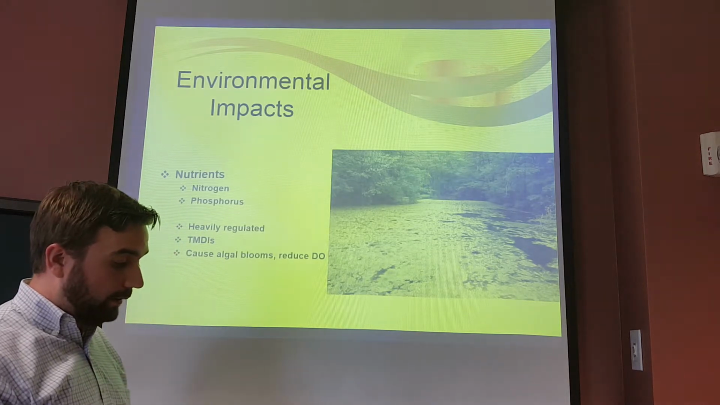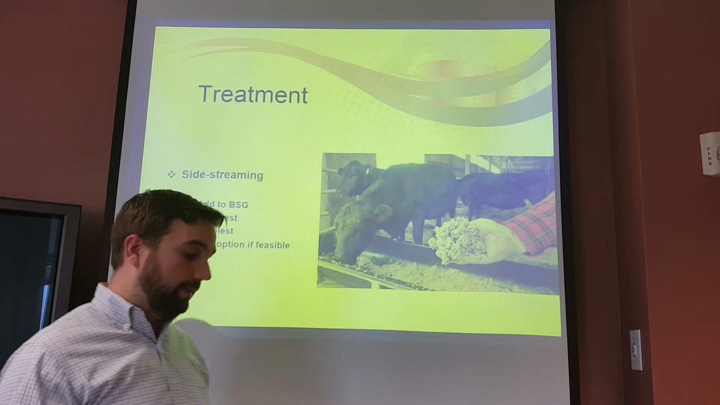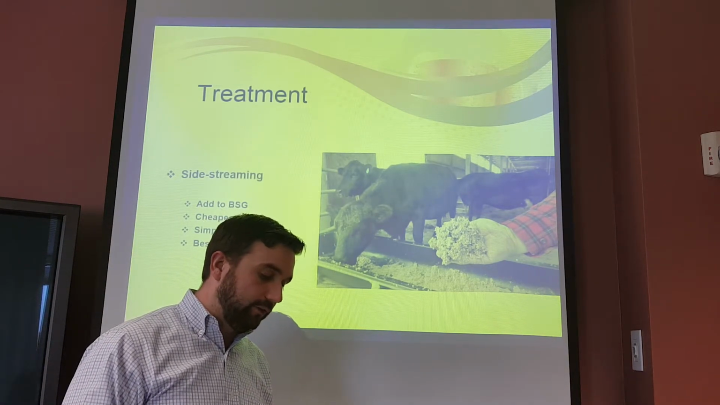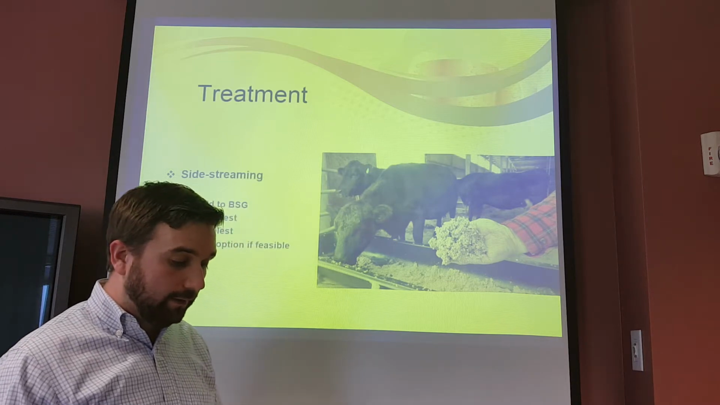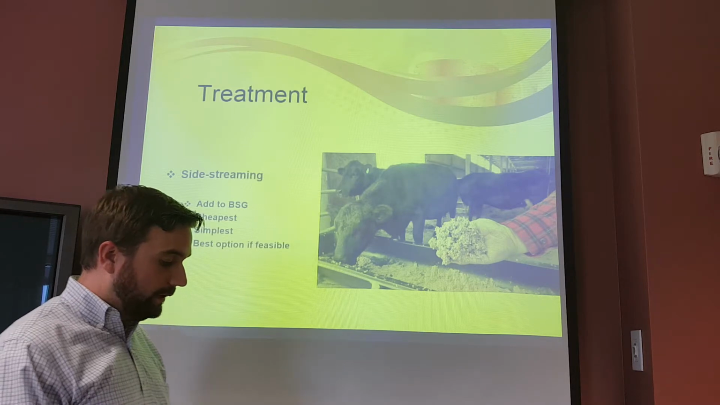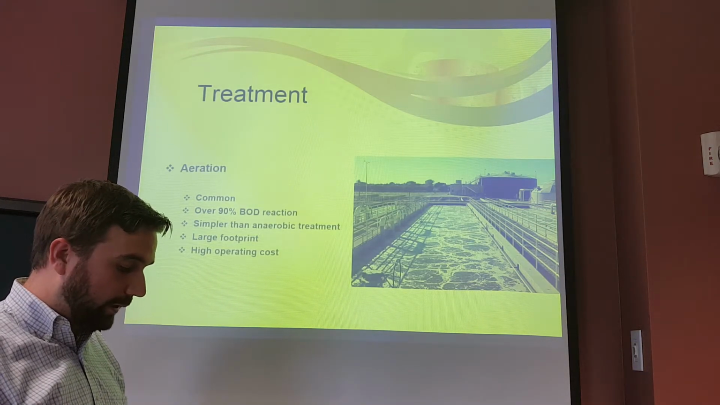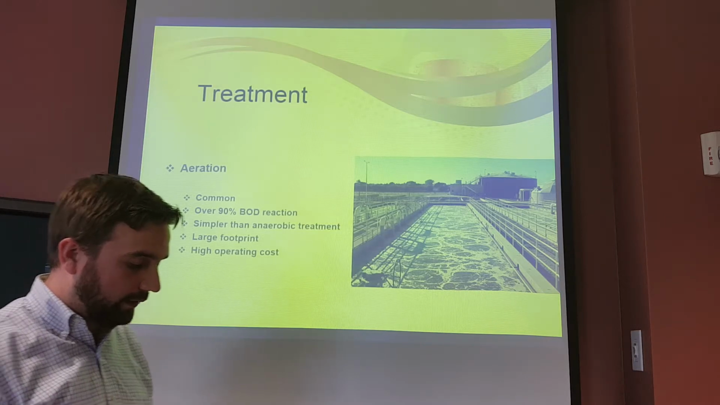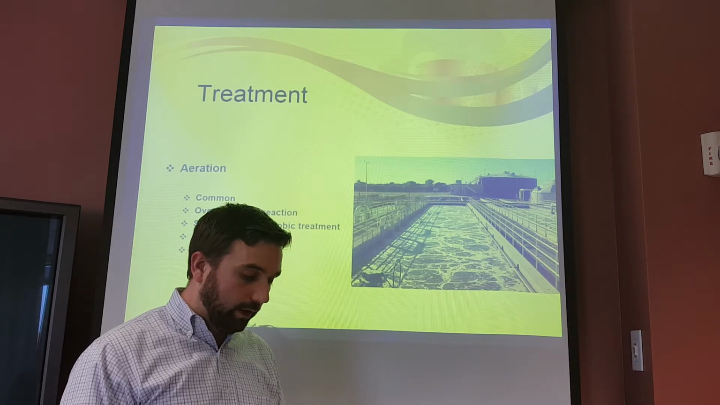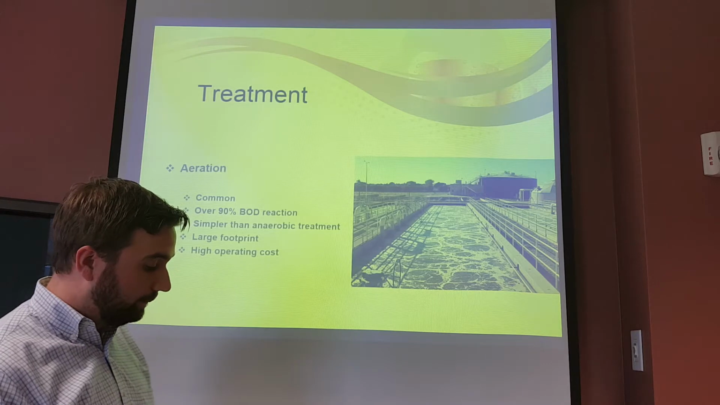So I'd like to talk about a few treatment alternatives that are available for breweries to reduce these effluent loads. The first and best option is to side stream the waste and dispose of it along with their spent grains. This is the cheapest and simplest option if it's feasible, but it becomes more difficult as breweries grow. Aerobic treatment is another very common method. It's found a lot in municipal wastewater treatment and also in industrial settings like breweries. It's simpler than anaerobic treatment and has higher BOD removal, but also requires larger footprints and has higher operating costs due to the amount of oxygen required.